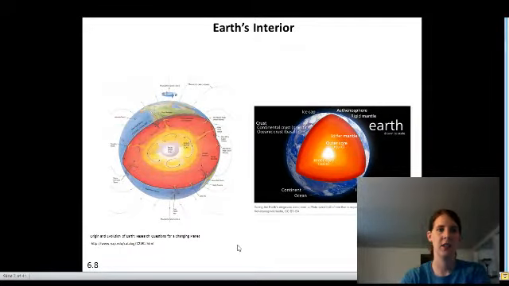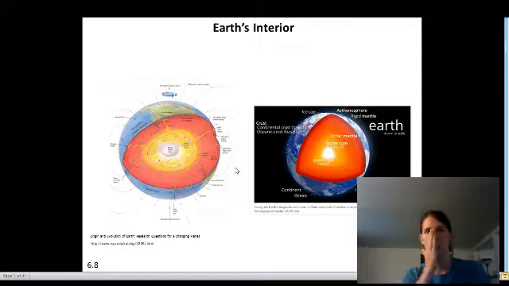So here's just another image showing the breakdown of Earth's interior. It's kind of hard to see. Hopefully it shows up better in the PDF I posted for you all. But this just shows the convection movement of the liquid outer core and the mantle, and we'll discuss how that impacts the crust or the Earth's surface.